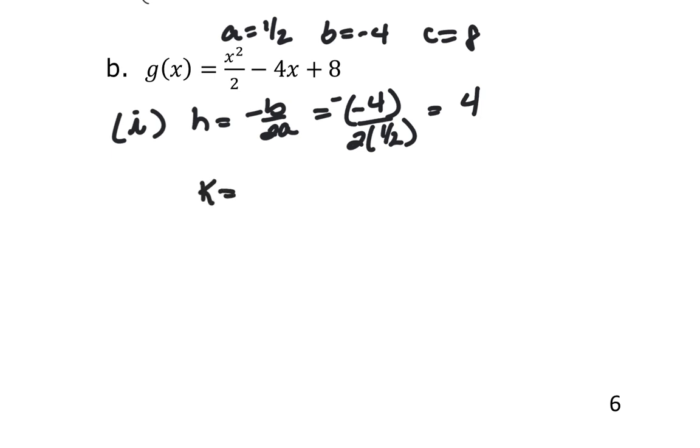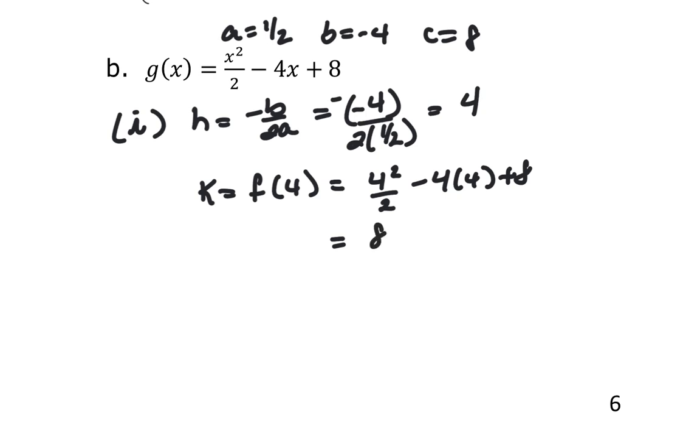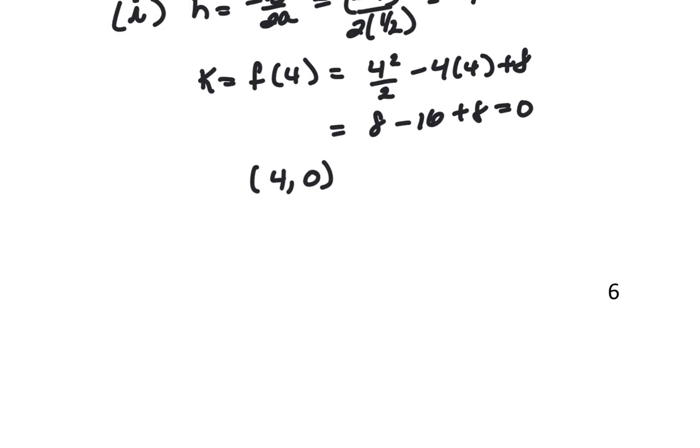The k part is f of my h part. So f of 4. So I have 4 squared over 2 minus 4 multiplied by 4 plus 8. This ends up giving me 16 divided by 2, which is 8, minus 16 plus 8, and so we end up with 0. Oh, that's so lovely. So our vertex is (4, 0). And I'll tell you why it's lovely in a moment. Right now we're just so excited because it's lovely.